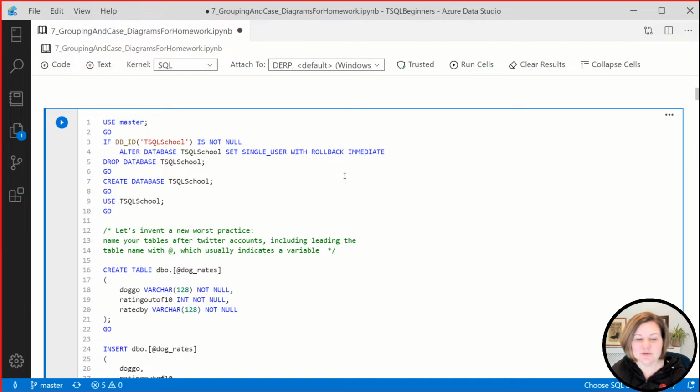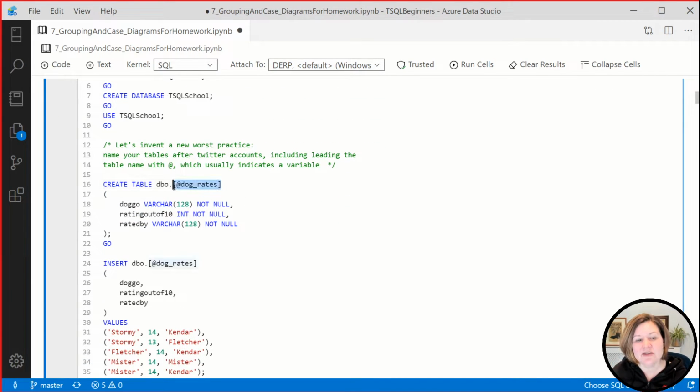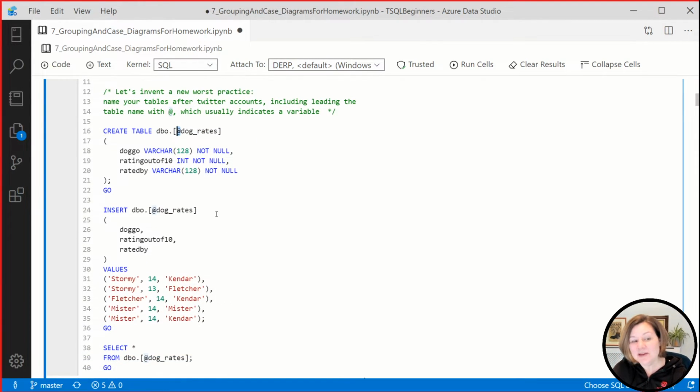It was just an excuse for me to use dog pictures and also to show that you can create tables with horrible names, right? Don't do this. Don't put an @ sign at the beginning of your tables. But we did in this case, which gives you good practice using annoying table names. This is just the demo. You don't have to do this in the homework.